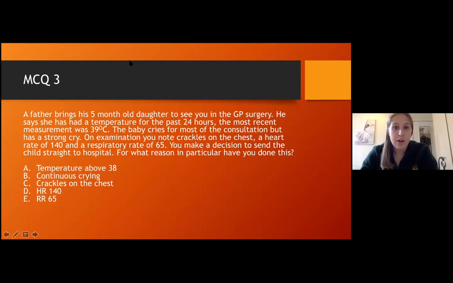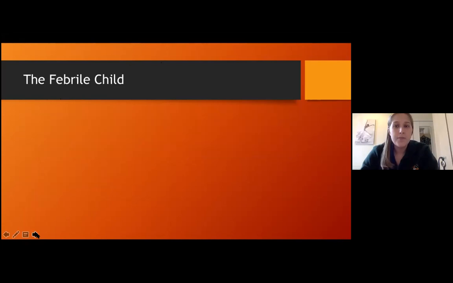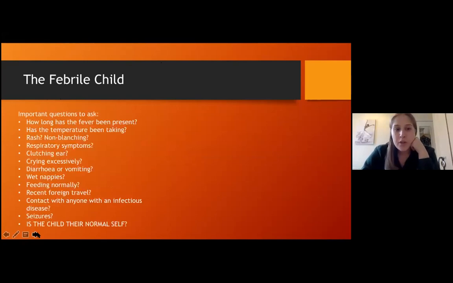So I'll just show you now this list of reasons to send the child to hospital. In a febrile child, for whatever reason, there's certain things you need to look out for. First of all, when a child comes into the GP surgery or into A&E with a fever, these are the questions you're going to be asking mum and dad. So how long have they had the fever? Have they taken the temperature? That should say taken, sorry.